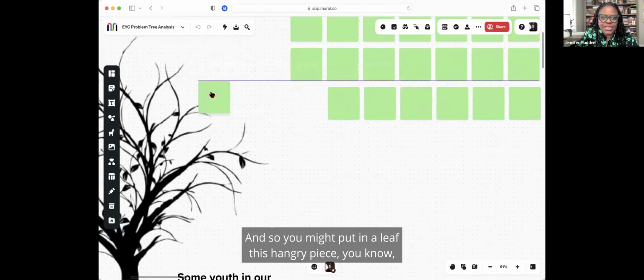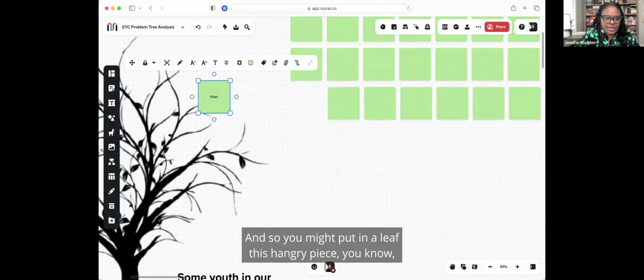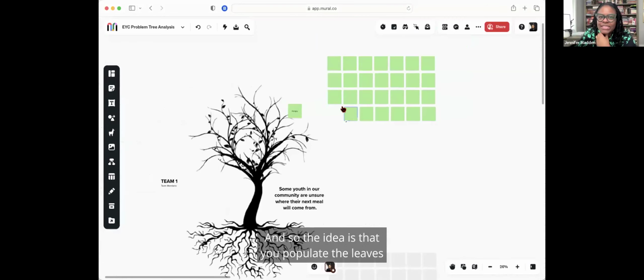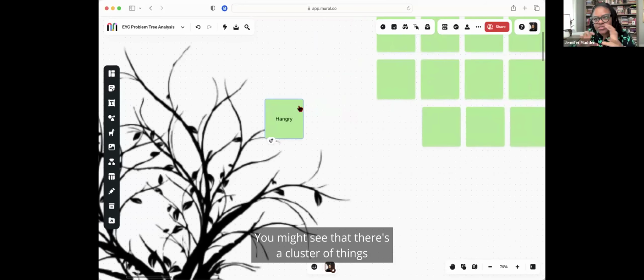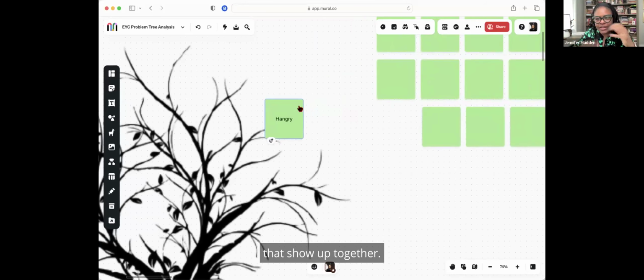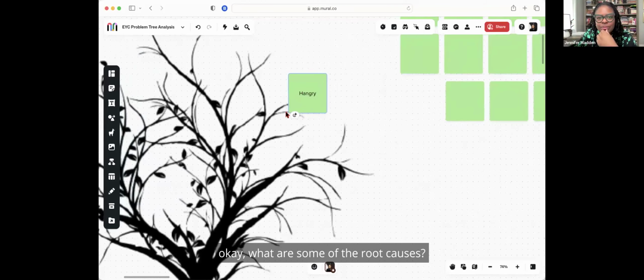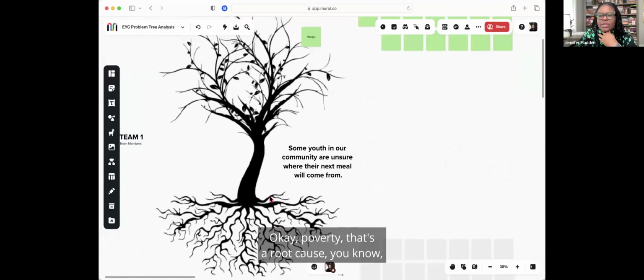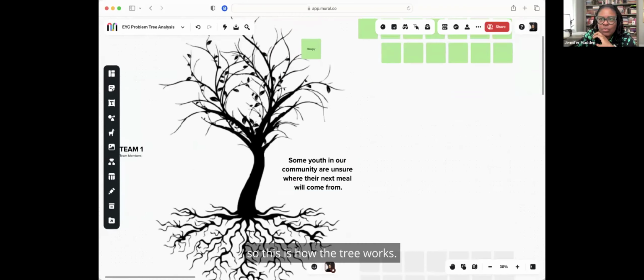And so you might put in the leaf this hangry piece, or whatever it is. The idea is that you populate the leaves with how these things show up on the surface. You might see a cluster of things that show up together. Then you can think about, okay, what are some of the root causes? Poverty, that's a root cause. So this is how the tree works.